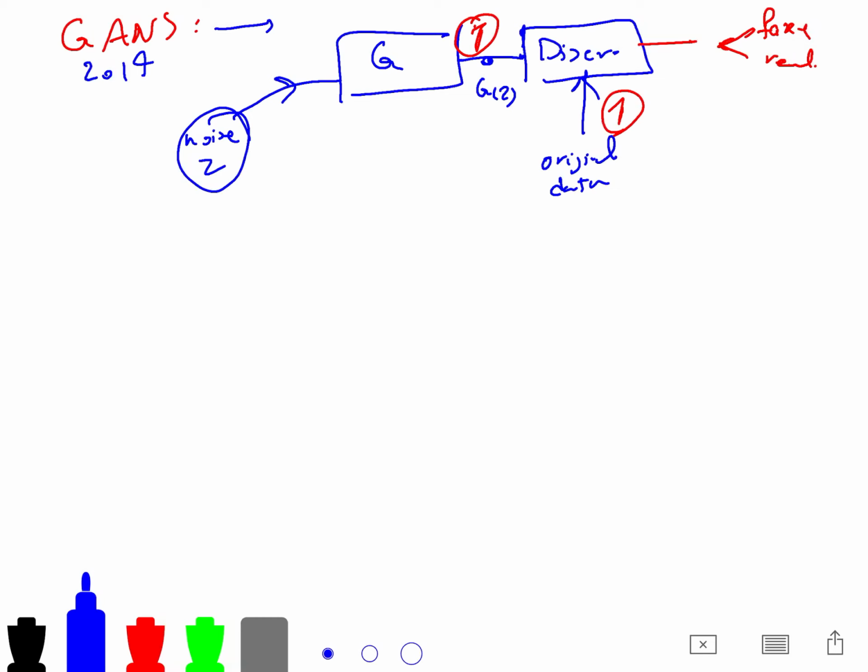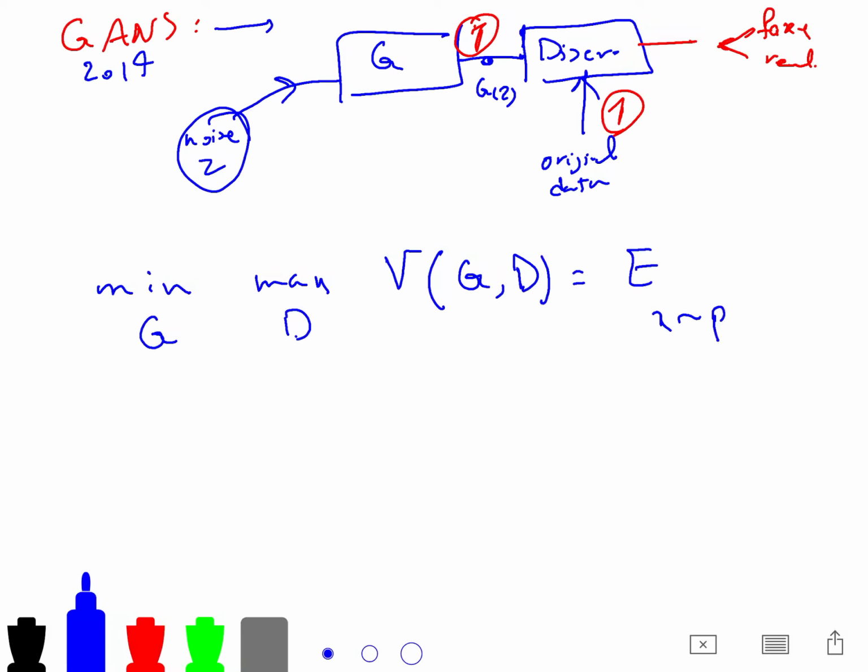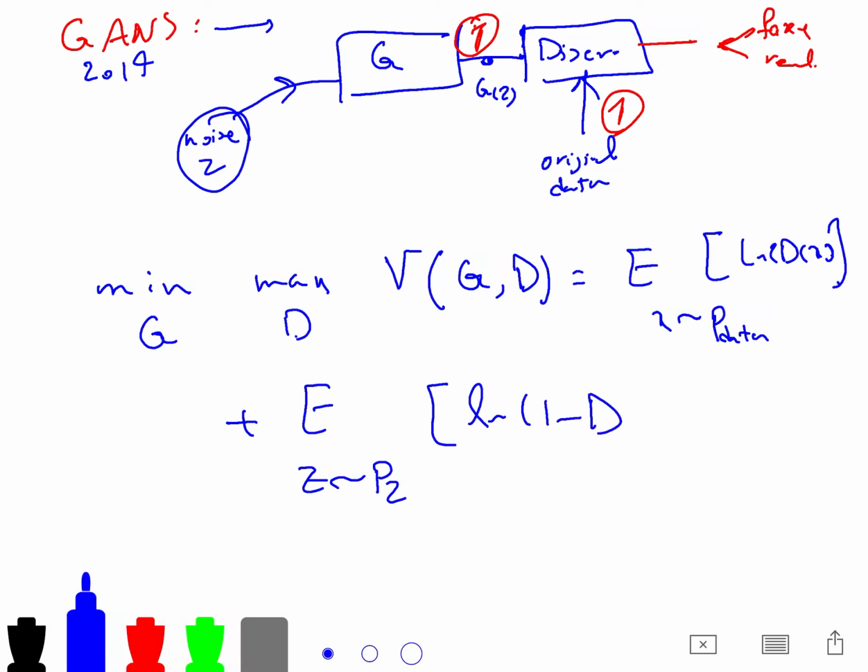So we have a two-player minimax game. As I said, we want to minimize over generators and maximize over discriminators. The value of generator and discriminator is the expectation over x generated from P data, the original data, of ln of D of x, plus expectation over z, where noise could be generated from Gaussian noise or anything, of ln of 1 minus D acting on G of the noise.